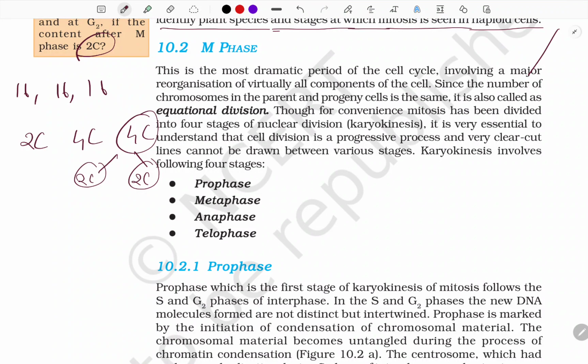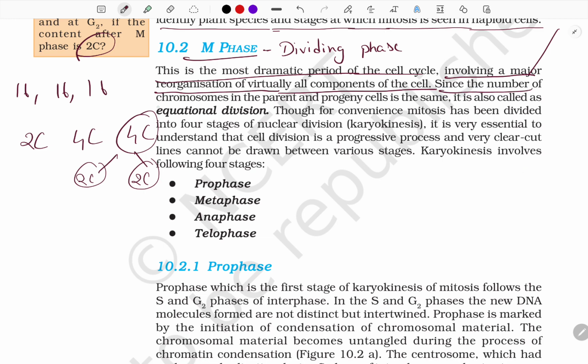Let's begin with the M phase. The M phase is the most dramatic period of the cell cycle. We otherwise call this the dividing phase. Coming to the M phase, it involves a major reorganization of virtually all components of the cell.